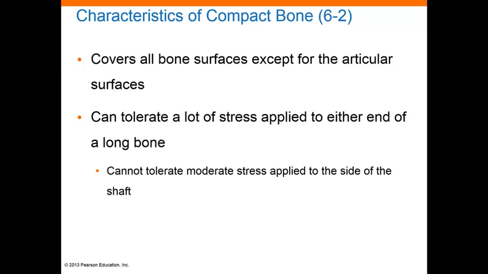So some characteristics of compact bone include that it covers all the bony surfaces except for the articular surfaces, where you're going to see spongy bone instead. Compact bone can tolerate a lot more stress than spongy bone if it's applied to either end of the long bone. So that's important. That stress can't be applied to the side of the shaft. It's really designed to handle the stress in just two directions.